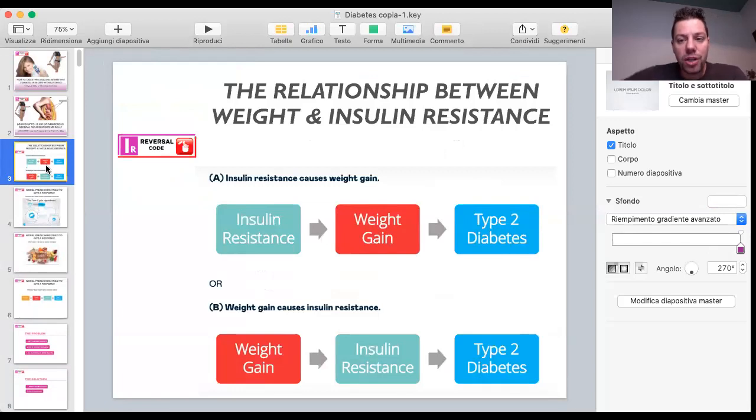If you're here, chances are you've asked this question a lot of times: the relationship between weight and insulin resistance. Are we insulin resistant, then we gain weight, and then we become type 2 diabetic? Or we gain weight, we become insulin resistant, and then we become diabetic? Which one comes first? It's kind of like the story of the chicken and the egg.